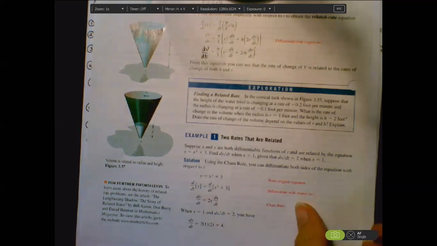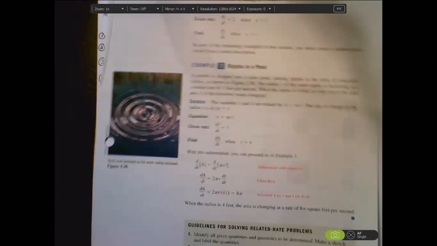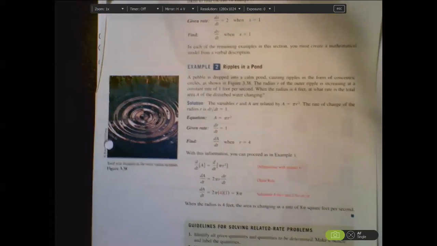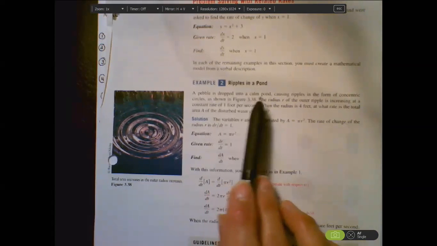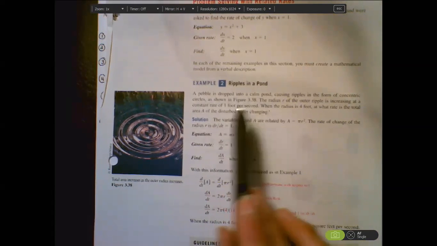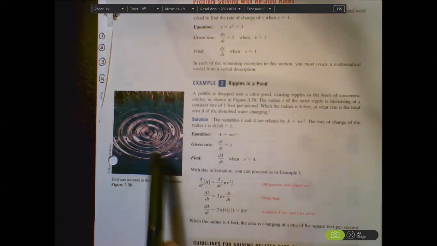Now, to me, these problems actually make more sense when you know what the x and the y are about, when you're actually dealing with a word problem that is meaningful. And for that, here's example 2 in the book. A pebble dropped into a calm pond causes ripples in the form of concentric circles. We've all seen that before.